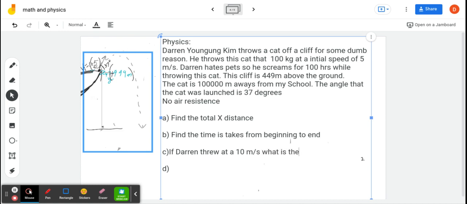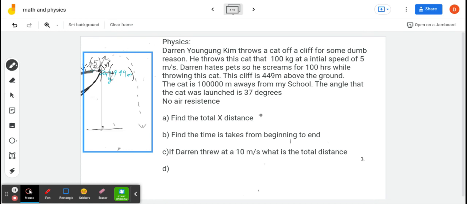What is the total distance this time? And the trick over here, and this is probably why this is less of a math question over here, I put x, and that means the x direction, while this one over here means x and y.